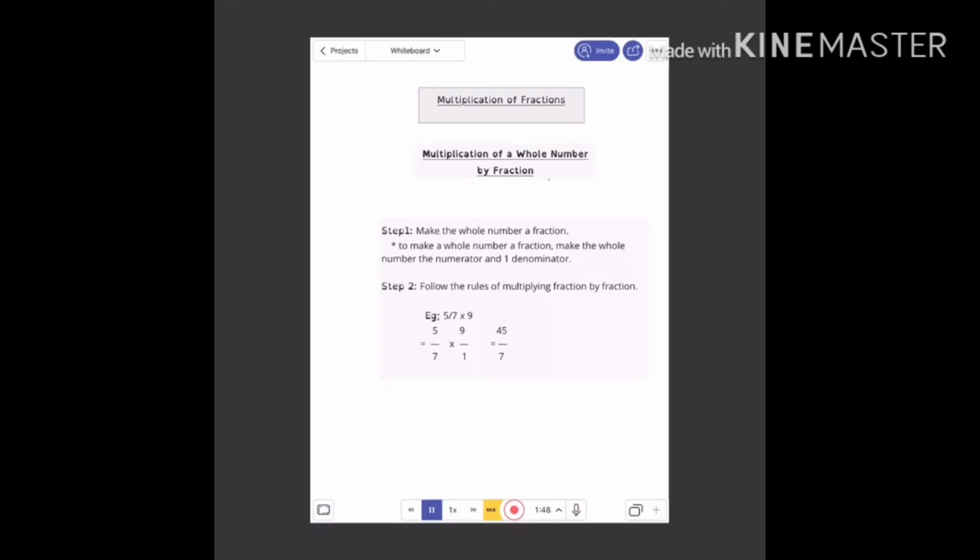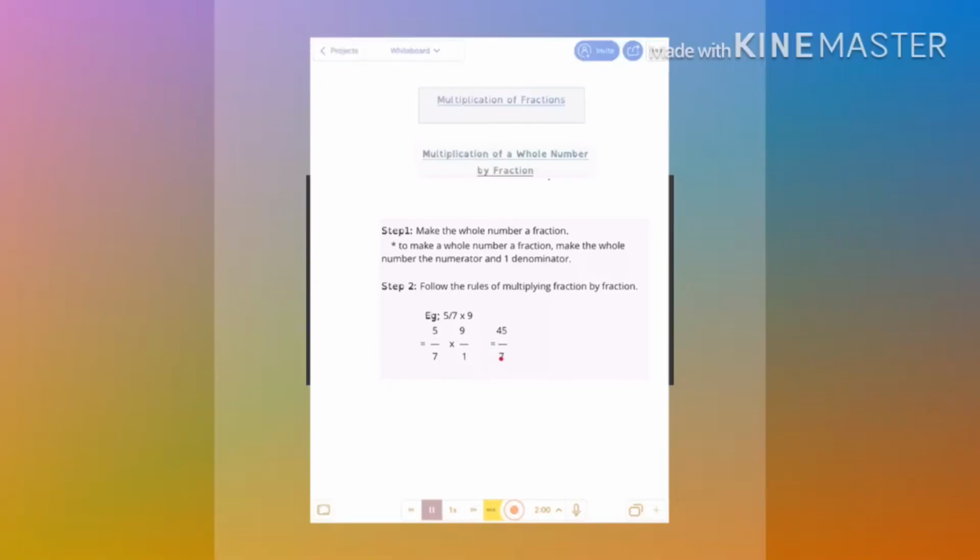Let's take an example. 5 by 7 into 9. So 5 into 9 and 7 into 1. 5 into 9 is 45 and 7 into 1 is 7. So the answer is 45 by 7.